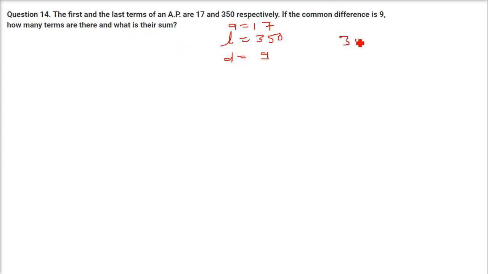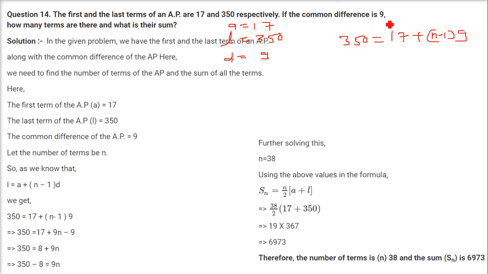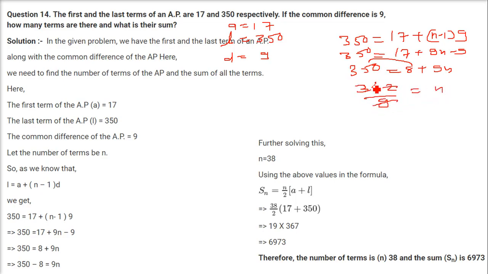So the last term is given, so 350 will be equal to A plus n minus 1 into D. Use the formula 17 plus n minus 1 into D in order to find n. So 17 plus 9n minus 9 equal to 350. 17 minus 9 is 8, so 8 plus 9n equals 350. Bring this here, 350 minus 8 is 342, and divided by 9, 9 3s are 27 and 9 8s are 72. So you get n equal to 38.